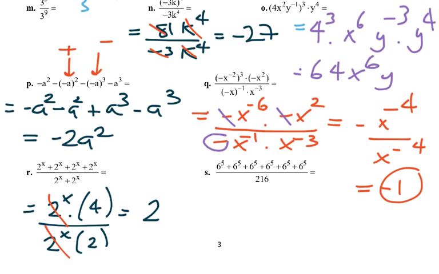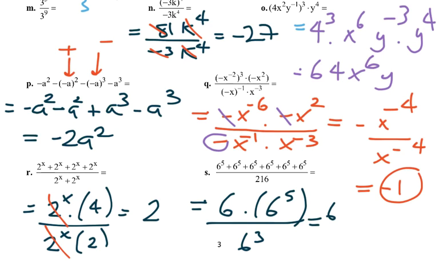In S, similar kind of deal. We've got 6 times 6 to the power 5. On the bottom we've got 216, which is 6 to the power 3. So 6 to the power 6 all over 6 to the 3, which is 6 to the power 3, which is 216.